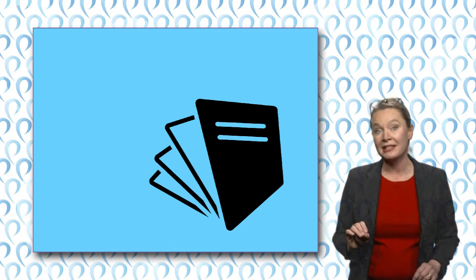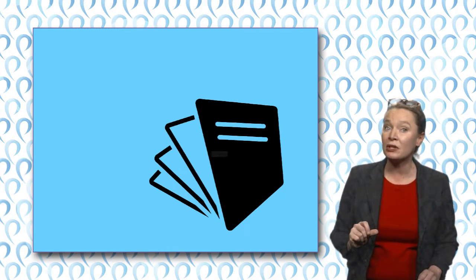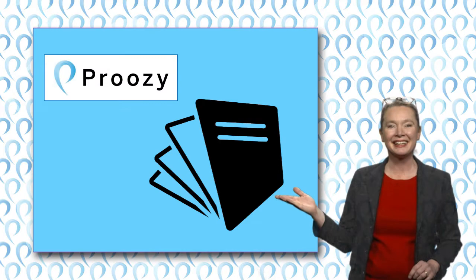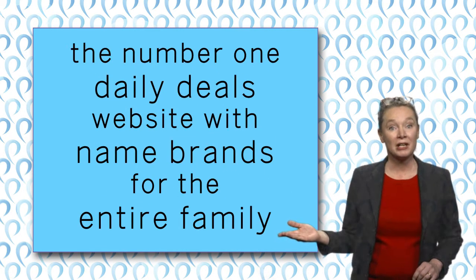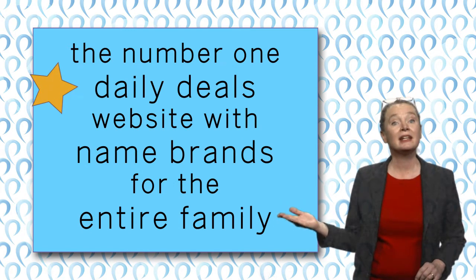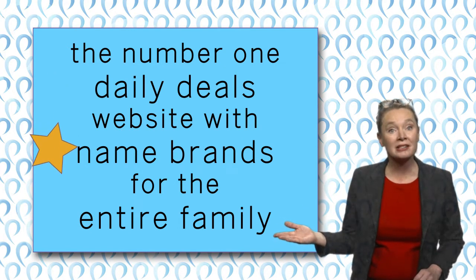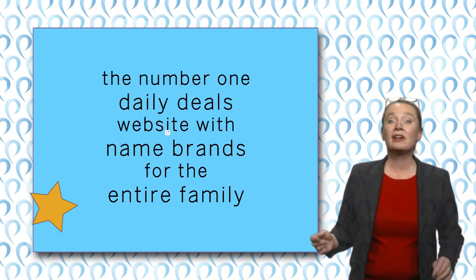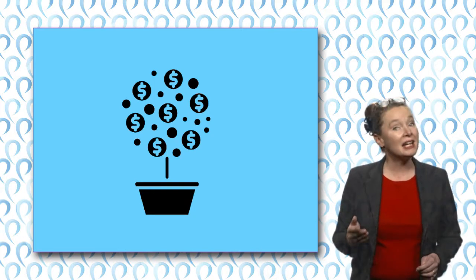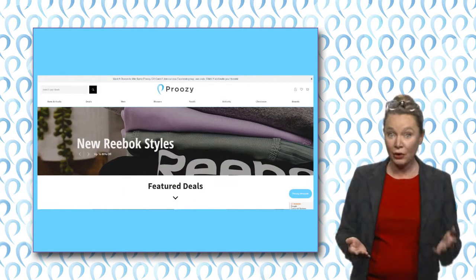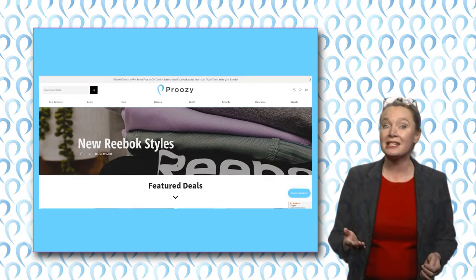In this video, you will get a brief overview of the case requirements and learn how to capture information about our client, Proozy. Now, let's break down this case. Proozy's vision for 2020 is to be the #1 daily deals website with name brand products for the entire family. The client is asking you to come up with a strategic differentiation strategy that will drive sustainable growth for the company. In addition to understanding Proozy's products and current strategies, you are asked to investigate 3 critical areas.